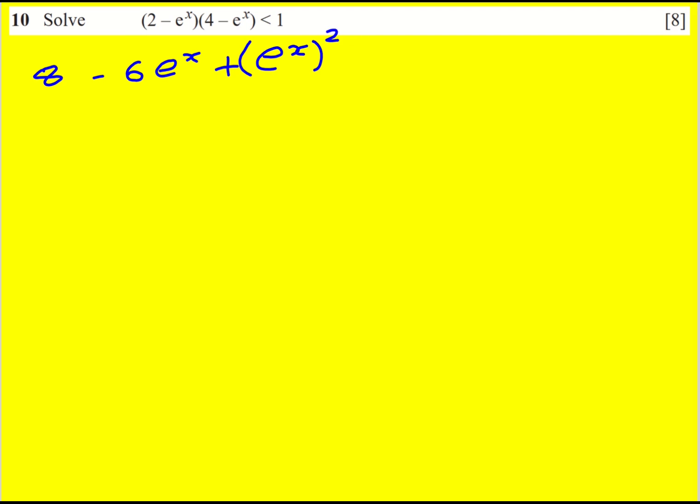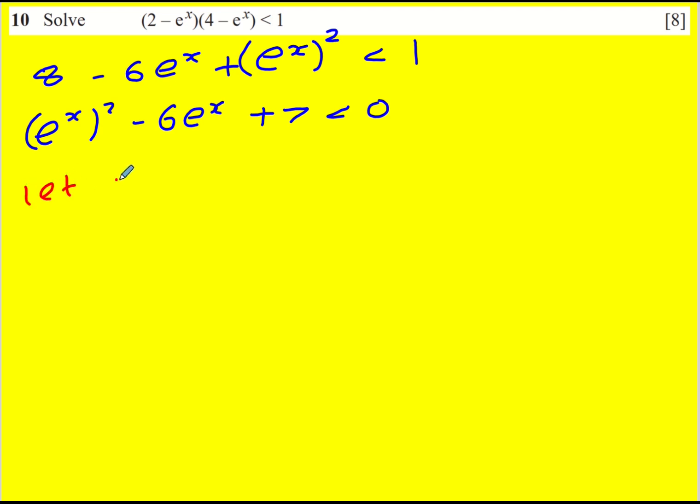You could write it as e to the 2x, but where we're headed, this is going to be more useful and it's going to help us out in the long run. I can then write it as e to the x squared minus 6e to the x plus 7 is less than 0. And what we actually have is a hidden quadratic inequality.